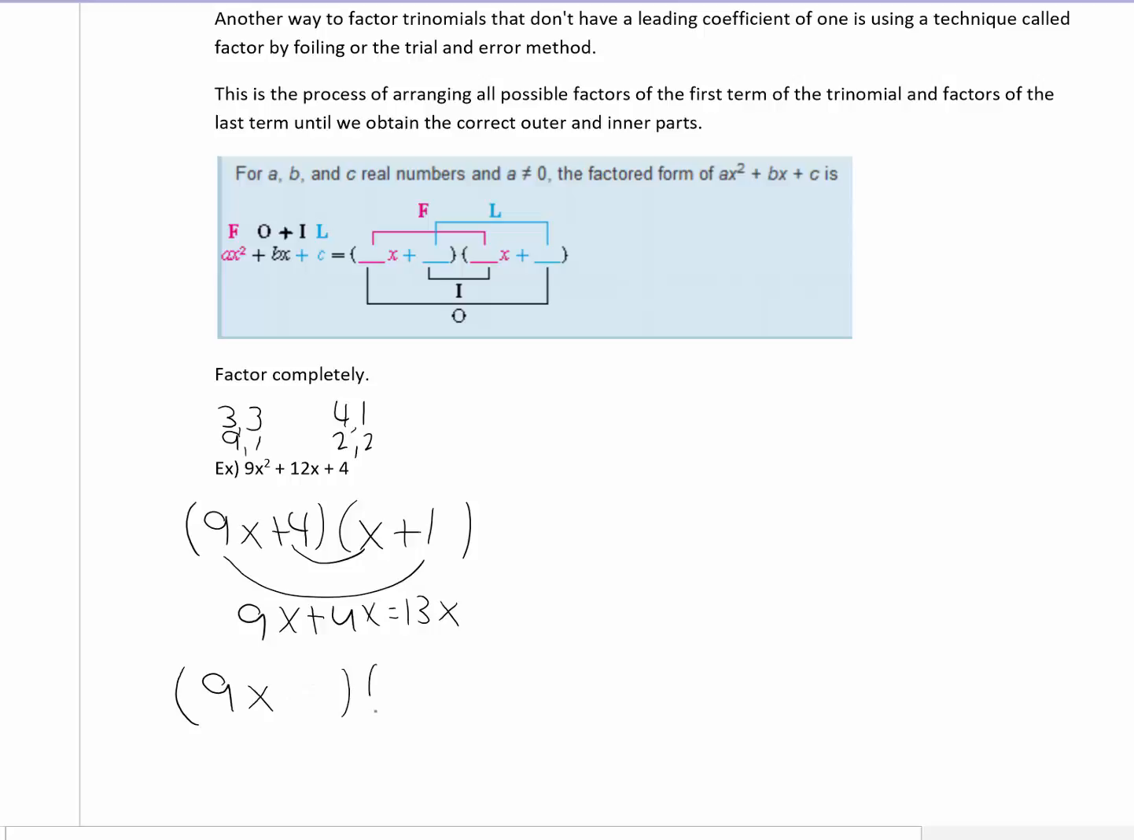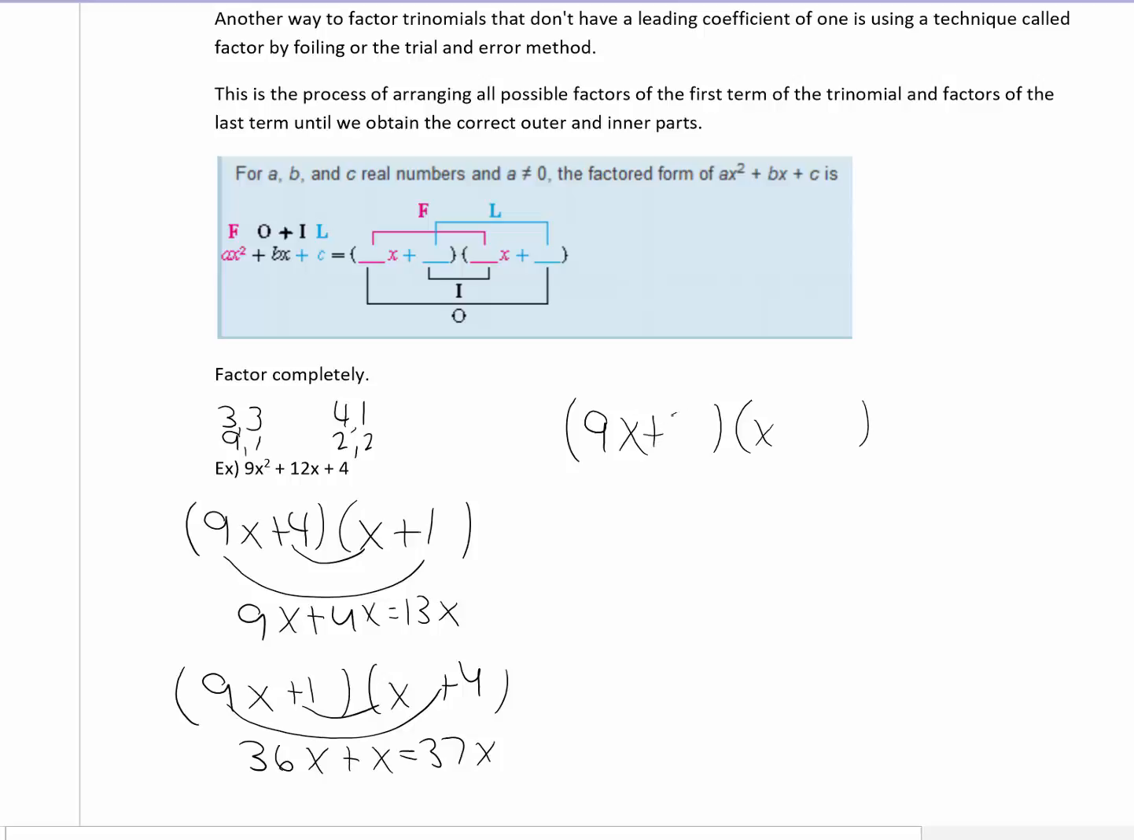So let's try 9x and x again, but let's switch the 1 and the 4 around. So checking the outer and the inner, we have 37x. That does not work either. So let's try 9x and x again. 4 and 1 we've done with this case, but we haven't done 2 and 2. So let's do plus 2 and plus 2. Outer and inner. That gives us 20x. That does not work. So we've exhausted all the possibilities of 9 and 1.